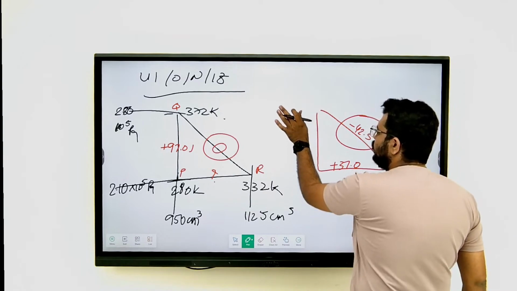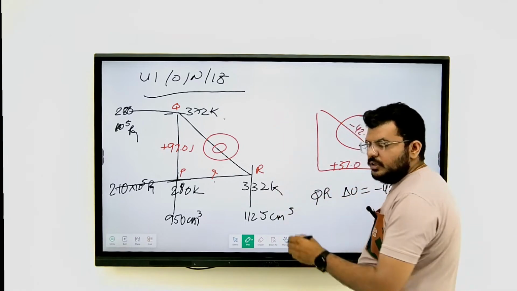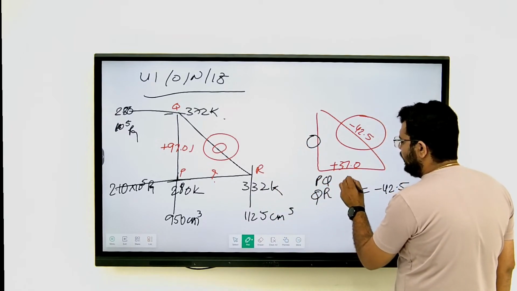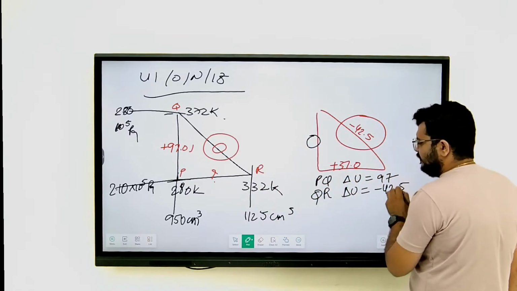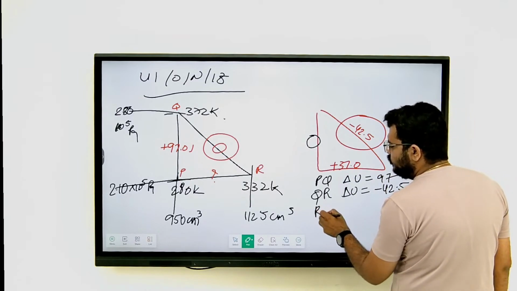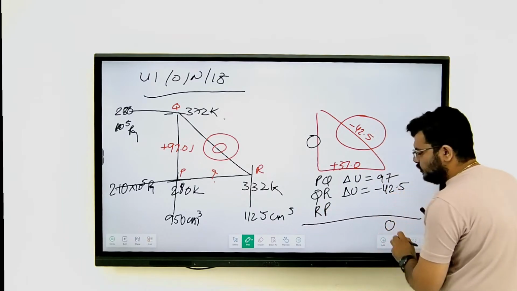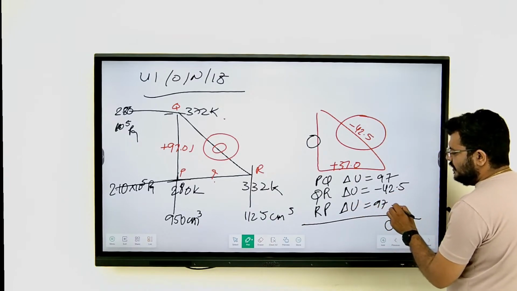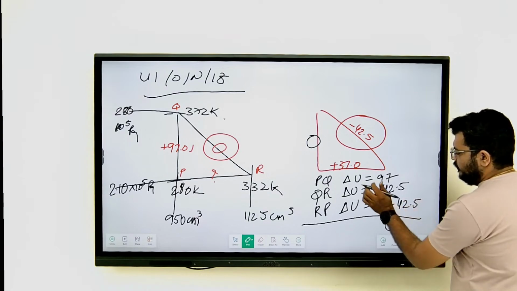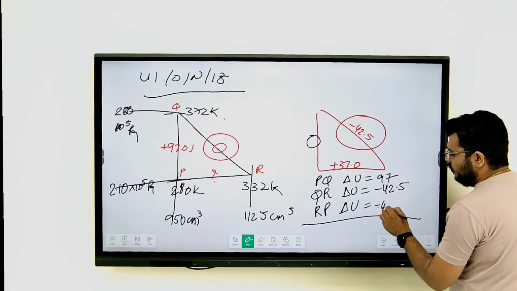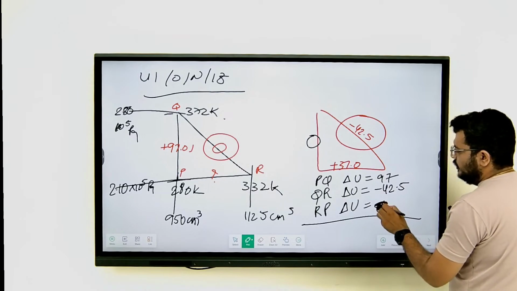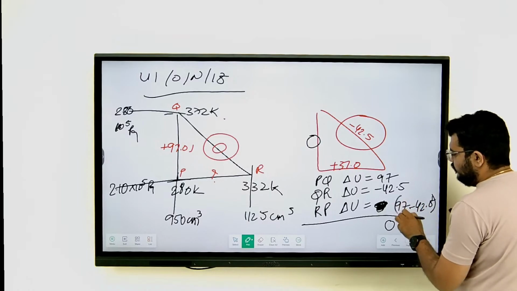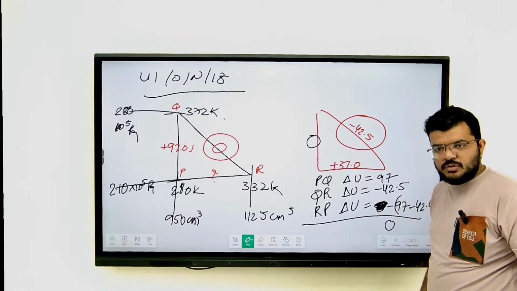Here they have already told you that there is no change in volume. So this should be 0. So for P to Q, you can find out delta U is equal to 97, and for R to P, the total should be 0. Right, so what can you say? Delta U is equal to 97 minus 42.5, or rather minus, whatever answer you get, write a negative sign in front of this. Only then this total.